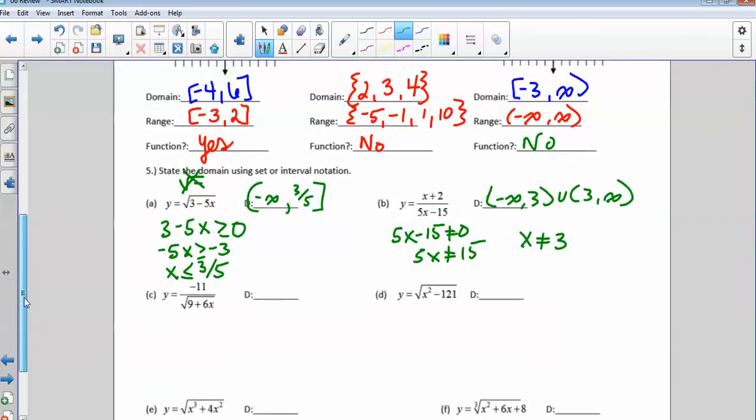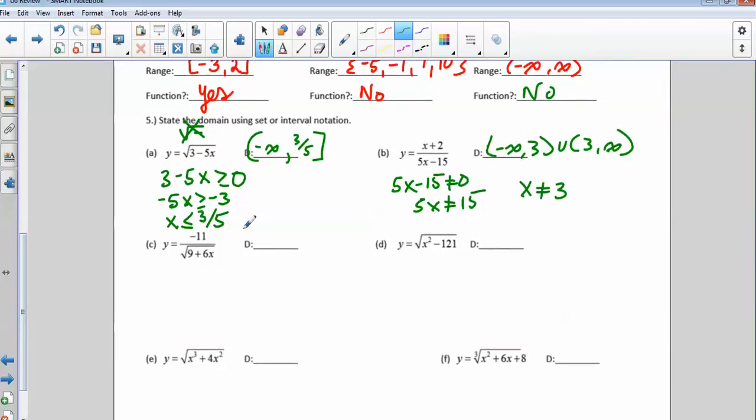In C, I have a square root and a denominator. Now I know because of the square root, 9 plus 6x has to be greater than or equal to 0. However, because it's a denominator, it also can't equal 0. So I'm going to take the or equal to off there.